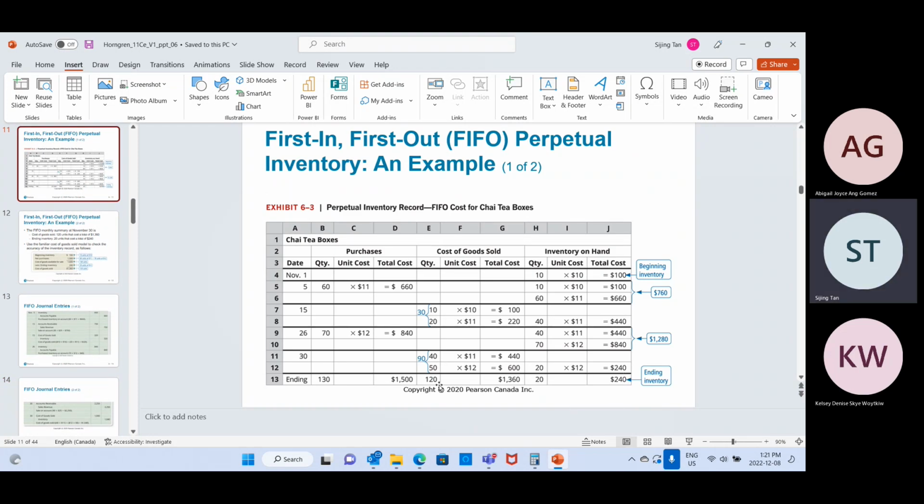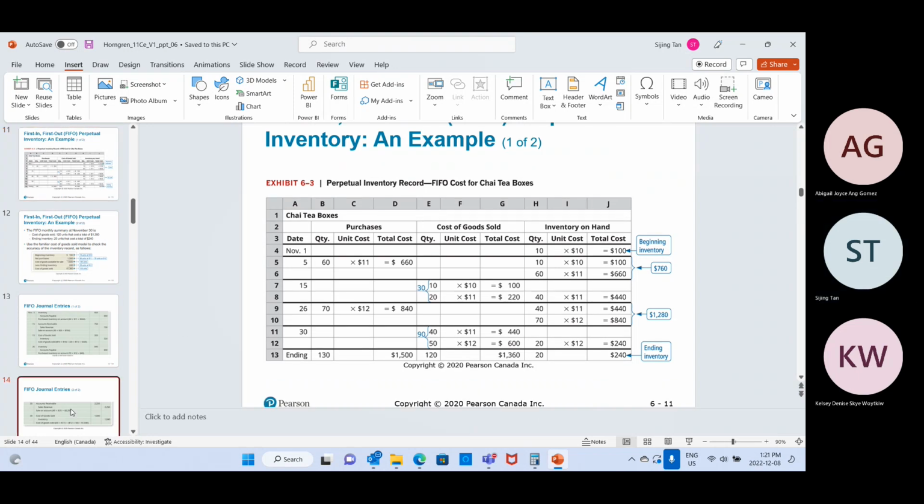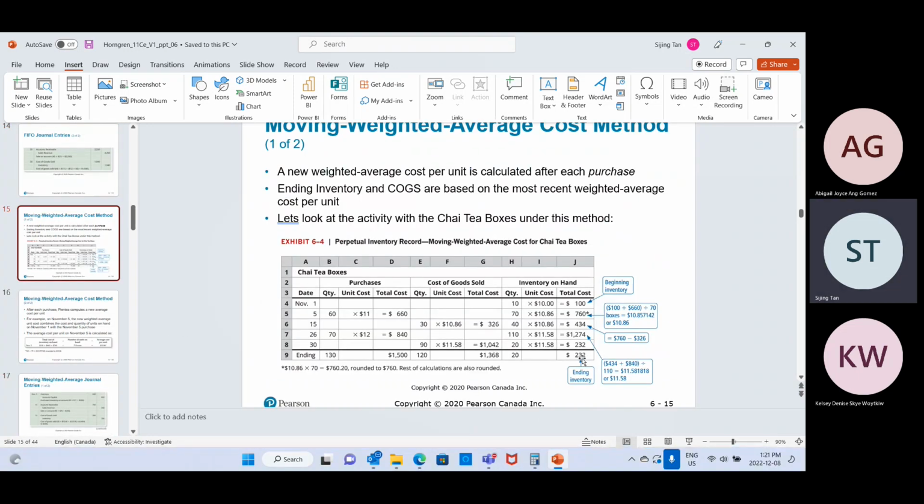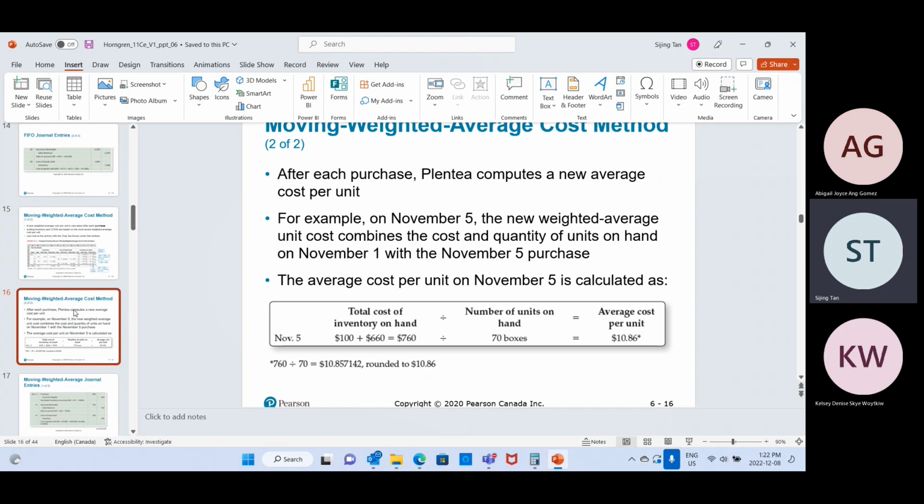And the funny thing is, you can see comparing the FIFO and the weighted average, the weighted average has a higher cost of goods sold and lower inventory on hand. Right? That was 1,360 under FIFO. So we're going to do a comparison after this. Now, this is the moving weighted average cost method. For the first new purchase, we have to recalculate the cost per unit. That is 100 plus 660 divided by 70 boxes. So the average cost per unit is $10.86.